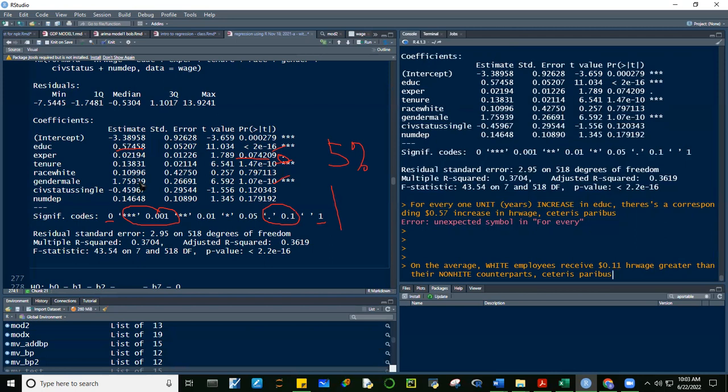Okay, how about this, guys? Itong gender. On the average, male employees receive $1.76 more than their female counterparts, ceteris paribus. And then this one, on the average, single employees receive $0.46 less than their married counterparts, ceteris paribus. Okay?